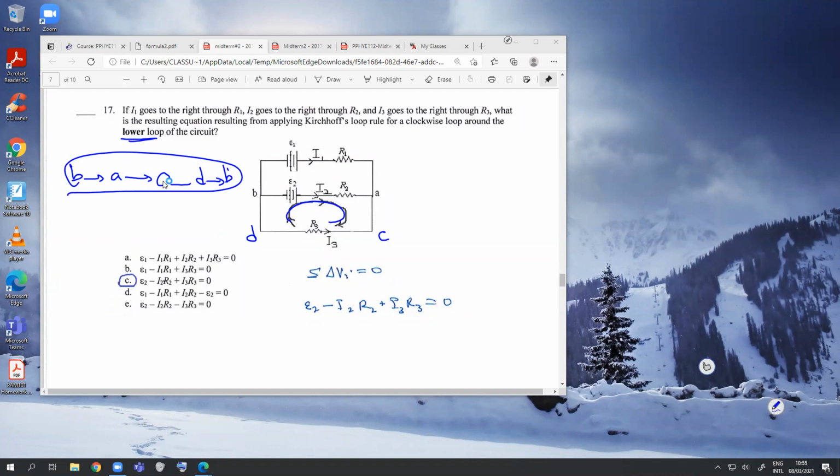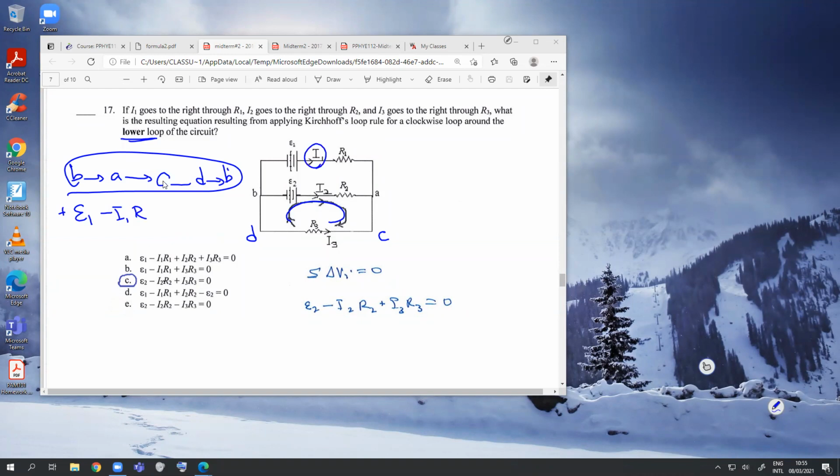So let me start from B. When I cross the E, you're going from negative to the positive. So it will be plus E1. Then through R1, you're moving in the same direction as the current. It will be minus I2 R2. I1, right? Isn't it I1?